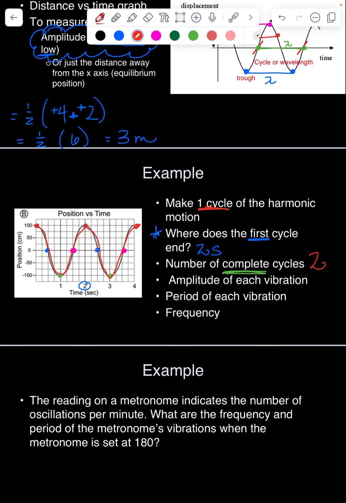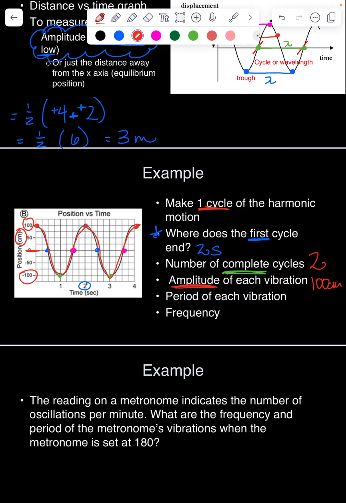Now the next thing I want to know is what is the amplitude of each vibration. My highest point is a positive 100 and my lowest point is a negative 100. That's fantastic. That tells us that our equilibrium position is at 0. So the amplitude is going to be 100 centimeters, and I got that centimeters from our unit on the y-axis.